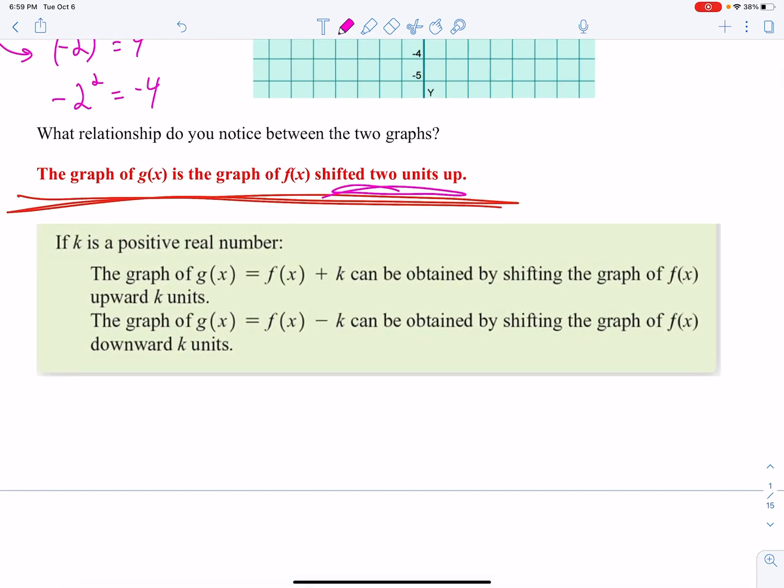So if k is a positive real number, just some number, the graph of g of x equals f of x plus k, right? So in other words, if we're adding to the original function, we will shift up k units, however many that number is. If we subtract k from the function, we move downward on the graph that many units. Okay, so very, very important to remember here.